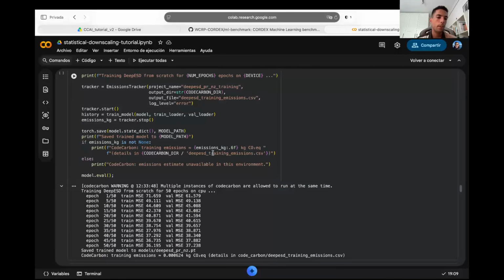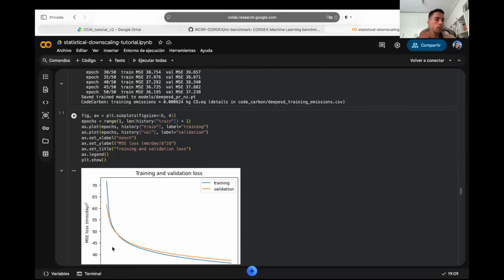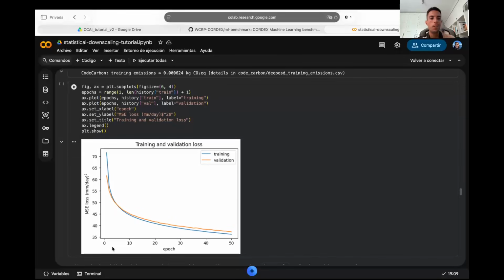In this case, I have trained the model for 50 epochs. You can change this value. I think it is one parameter that you can tune in that cell I mentioned at the beginning of the tutorial. And then you can do the typical visualization of the loss function and so on and so forth.